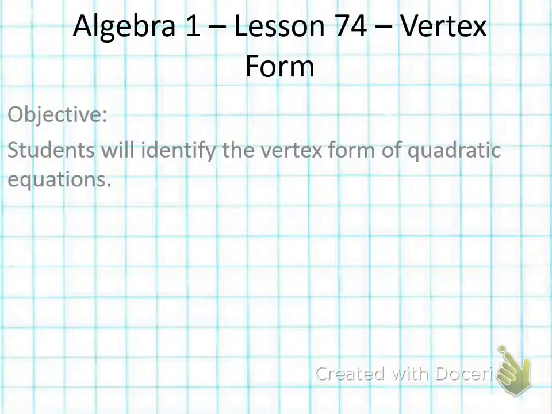Alright, this is lesson 74, vertex form for quadratics. We're still talking about those quadratic graphs, right? Okay, so we've been talking about standard form where we have a, b, and c. You have to know a different form called vertex form. It's a different way to write the same equation. It's an equivalent way. It's the same thing, just a different way to present it.